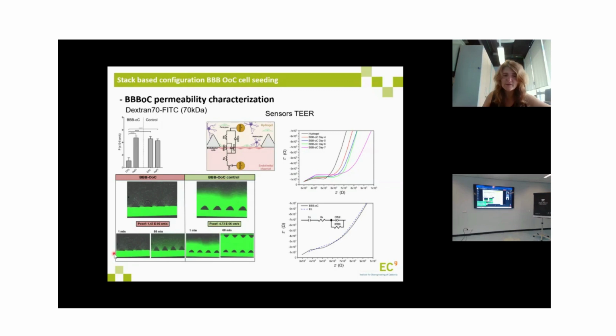So basically we are injecting different sizes of fluorescent molecules in the blood channel, and we analyze after 1 hour the permeability of these fluorescent molecules of different sizes. The smaller molecules flow faster, so the small molecules are permeable, and the bigger fluorescent molecules are almost not permeating after 1 hour.